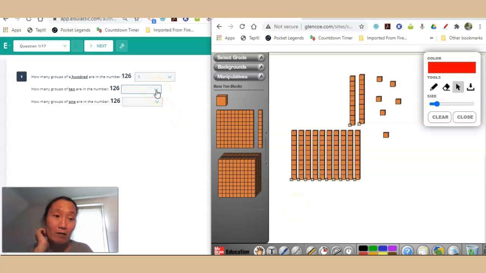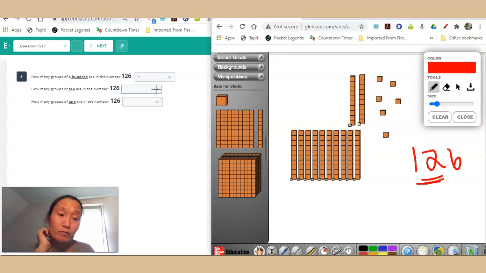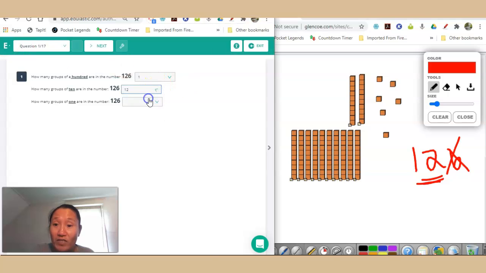Remember, if I'm looking at the number 126, it says that I have 12 groups of 10. I just take off the hundreds place, and it tells me how many 10s I have. So I come over here and I say, well, I have 12 10s.